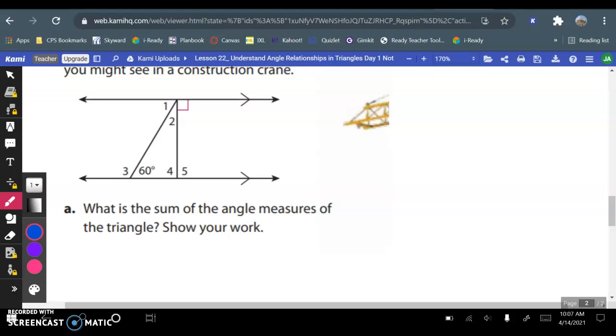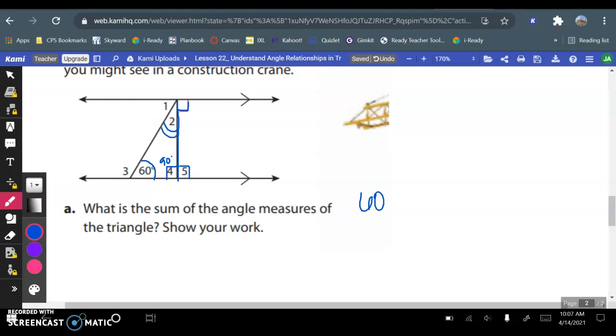They gave us this angle right here is 90 degrees, and it's formed with this transversal and the parallel lines. So if it forms 90 degrees on the top, it's going to form 90 degrees at the bottom. So angle 4 and angle 5 would also be 90-degree angles. So I was given this angle is 60. I know this angle is 90. I have to figure out what angle 2 is.